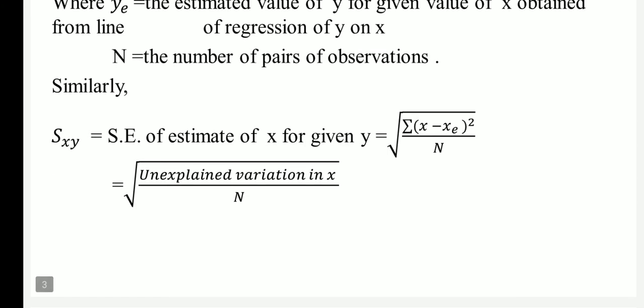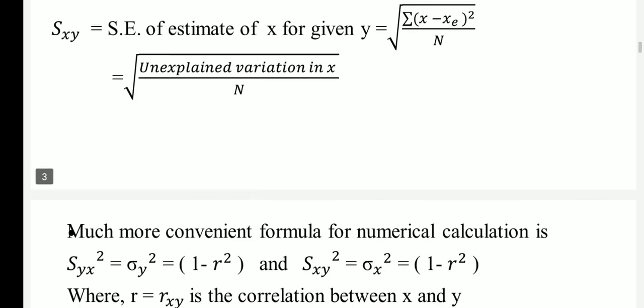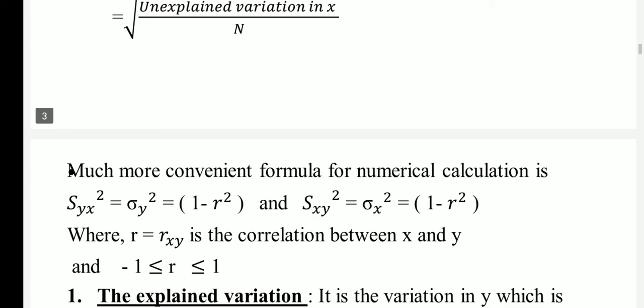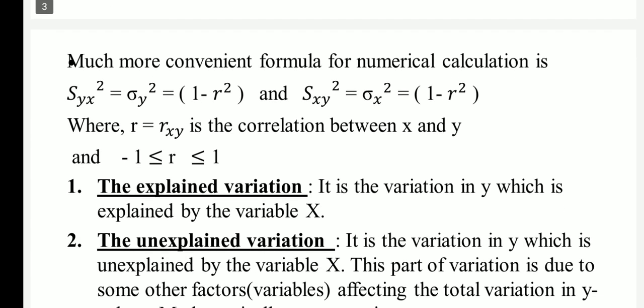Similarly, the standard error of estimate of x given y, the other way, is the positive square root of the summation of (x minus x estimated) the whole squared, divided by n. That is equal to the unexplained variation in x divided by n.